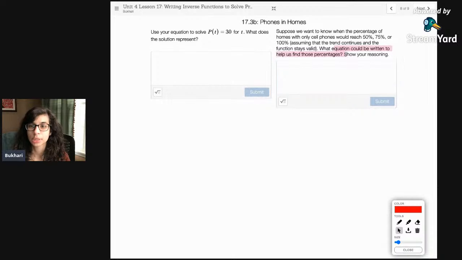What equation would help us? Think about what the title of our lesson is for today, and how that could help you understand what it means in our context.